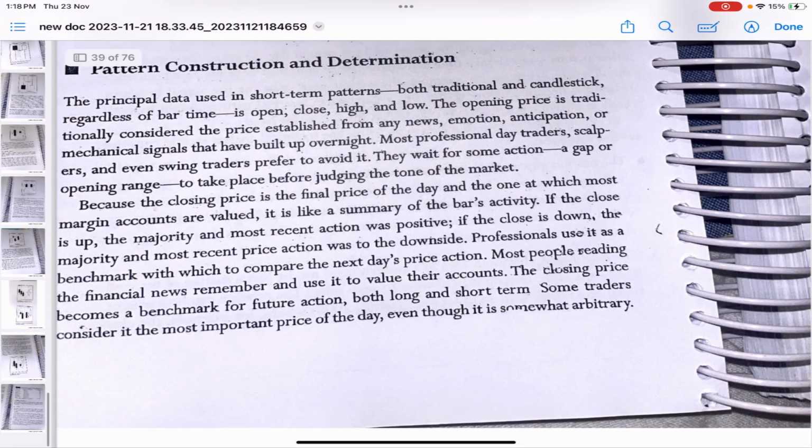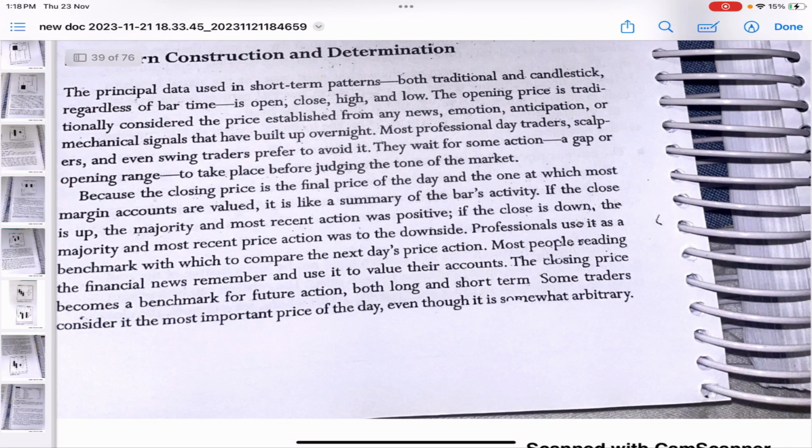Okay. Now let's talk about pattern construction and determination. So we know the opening and the closing price, high price, low price of the day. If it's a daily candle, then it's of that particular day. If it's a 5-minute candle, it's of that particular 5 minutes. If it's a 1-second candle, we all know that very clearly. I'm assuming that you know about it since you've done your level 1.